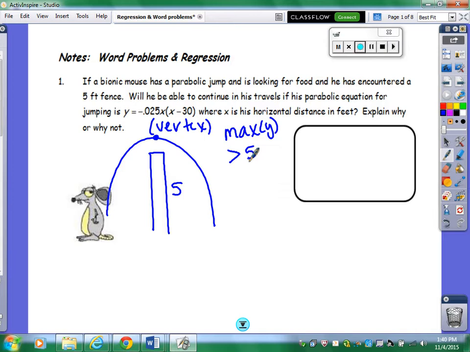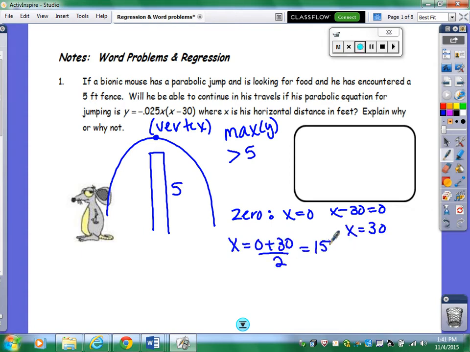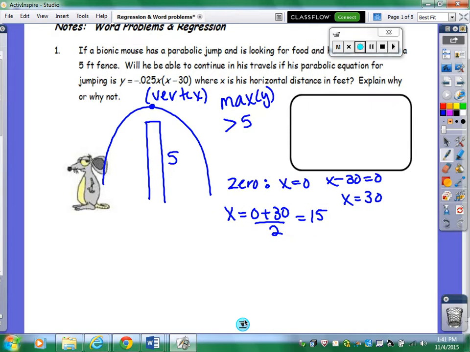Alright, so we need to find the vertex of this parabola. Alright, what form is this? Well, I hope you said it's intercept form. So let's use our formulas for intercept form to find the vertex. When it's intercept form, we need the zeros. So here we have x equals 0 and x minus 30 equal to 0. So our two zeros are 0 and 30. To find the vertex, you're going to average the zeros. So the x value is 15. To find the y value, you're going to plug the 15 into that equation.